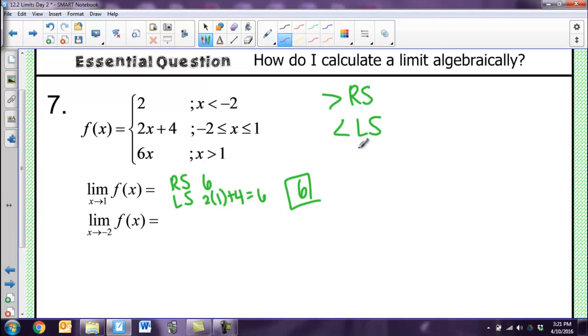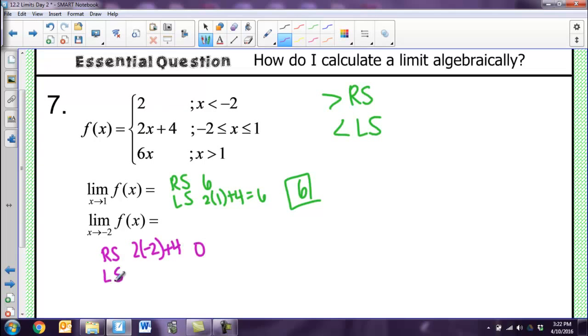Now if I did the same thing for negative 2, again, I have to look on both sides. So I have to look on my right side and my left side. I'm going to move this over here. So my right side is going to be the greater than. So if I plug in negative 2 into this function, that's what I'm looking at. So I have 2 times negative 2 plus 4. So negative 4 plus 4 is 0.